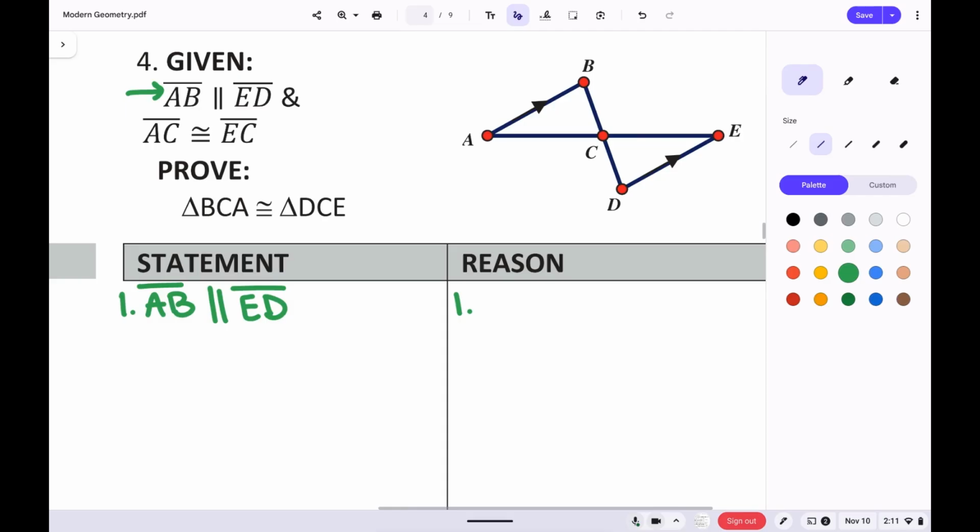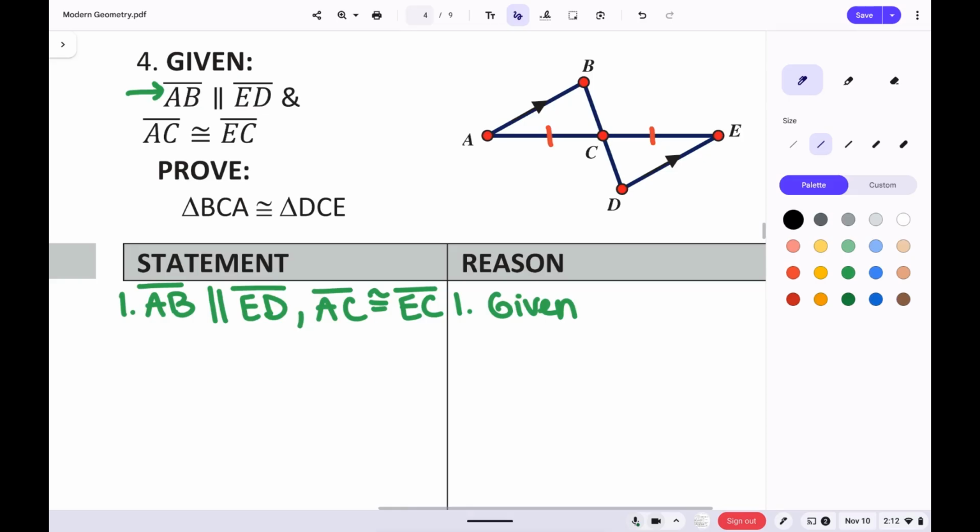Then we also have the fact that AC is congruent to EC. So that's all of the given information. And I am going to add markings to AC and EC because those are not on my picture. So I'm going to give each of those a dash.